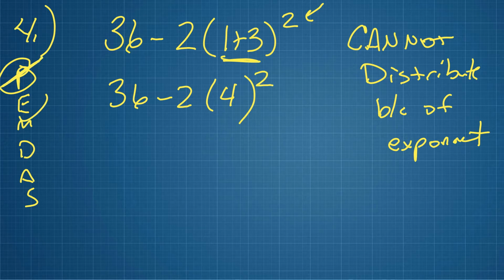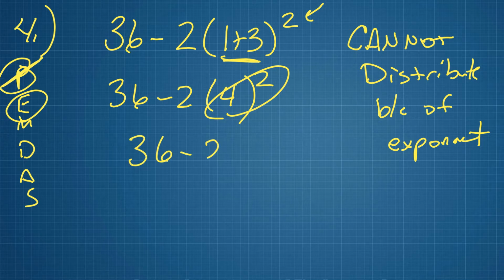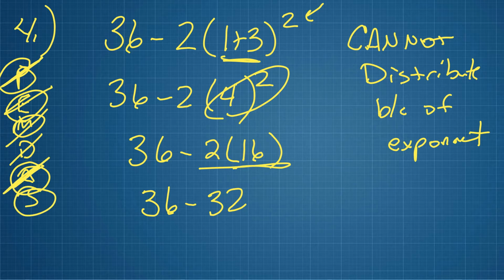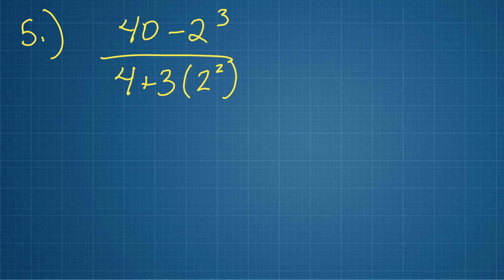Alright, I did the parentheses. Now I have to do the exponent. I have to do 4 squared. So I get 36 minus 2 times 16. I saw a lot of people do 36 minus 2. They forgot that 2 next to parentheses means multiplication. So you have to do the multiplication first. You have to do this 2 times 16. So you get 36 minus 32. There is no division. Oh, no addition, sorry. Subtraction. 36 minus 32 is 4. And that's it.